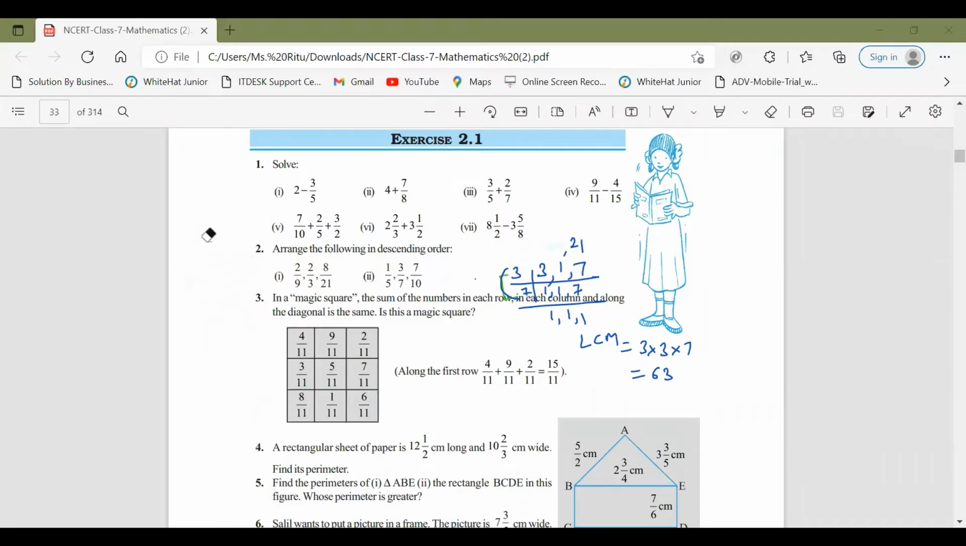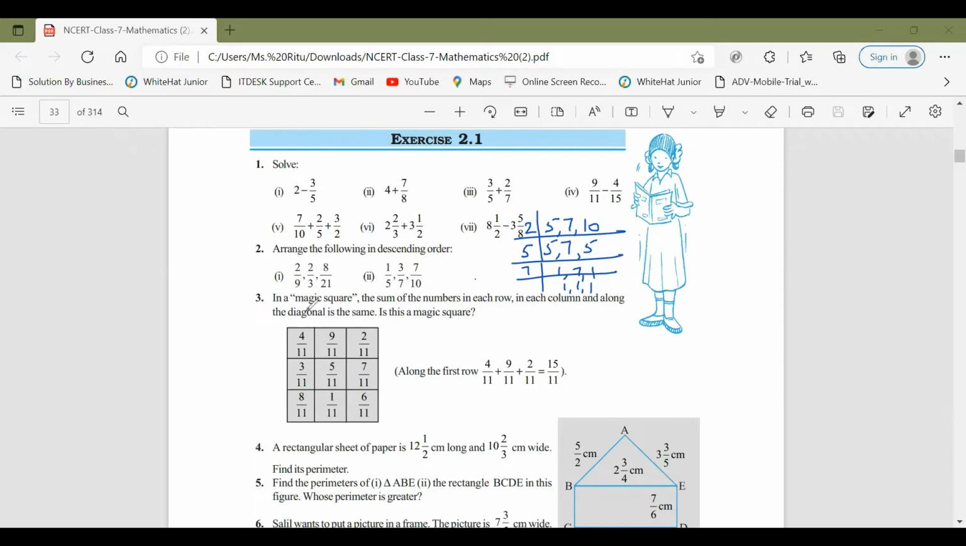The denominators are different. Make the denominator the same by taking LCM. Okay, so let's see the LCM of 5, 7 and 10 now. So we'll just divide with 2. 5 and 7 are not divisible by 2. Now we can say it's divisible by 5 and then it's divisible by 7. Okay, so 2 5s are 10 and 10 7s are 70. So we have to make the denominator 70 now.